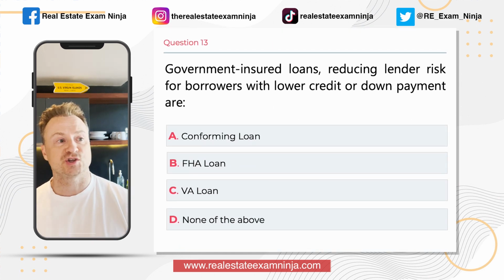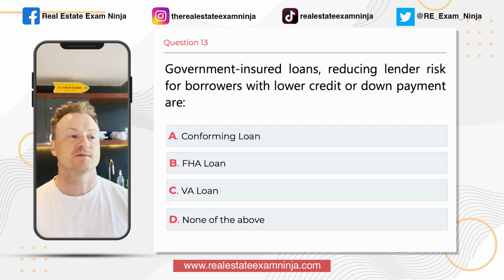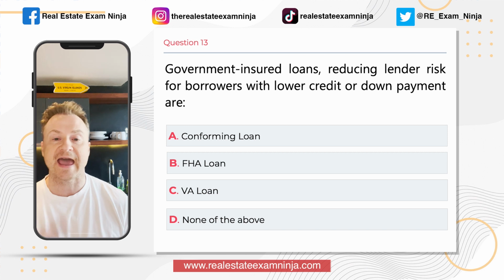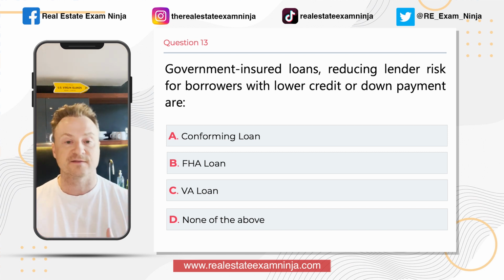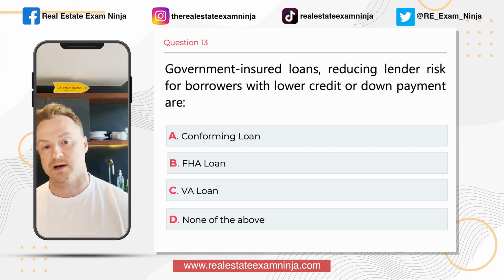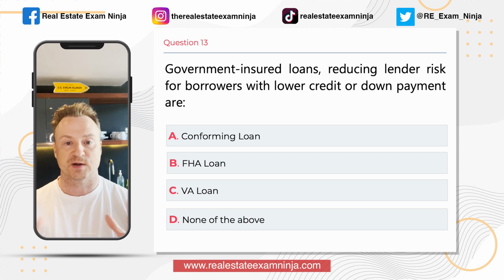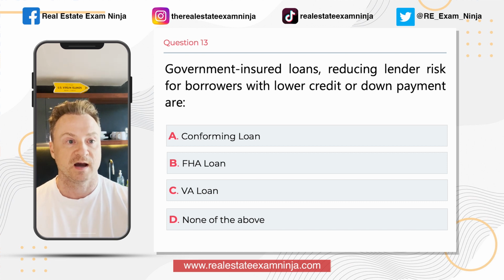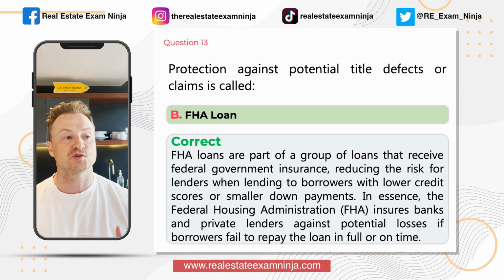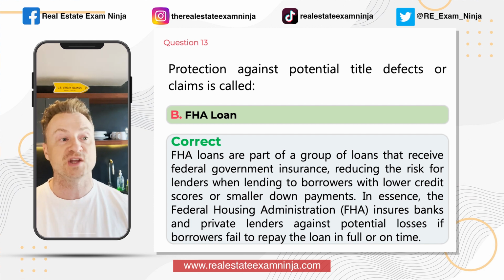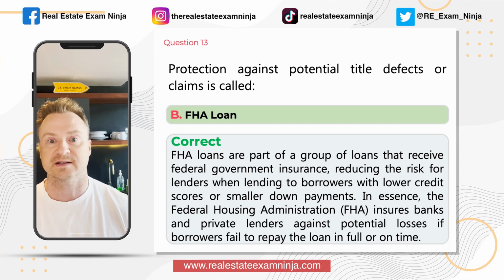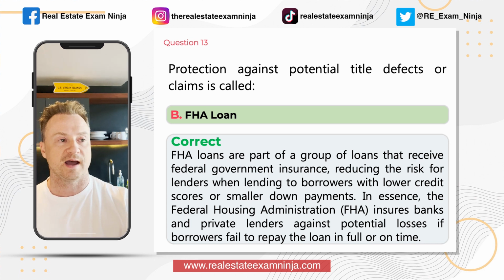Okay, government insured loans reducing lender risk for borrowers with lower credit or down payment are. So a VA loan is VA, Veterans Affairs, for people that were in the military. Veterans get a special loan program. But this one is talking about the FHA, Federal Housing Administration. FHA loans are part of a group of loans that receive federal government insurance, reducing the risk for lenders when lending to borrowers with lower credit scores. FHA. You'll see a ton of FHA loans as a real estate agent.